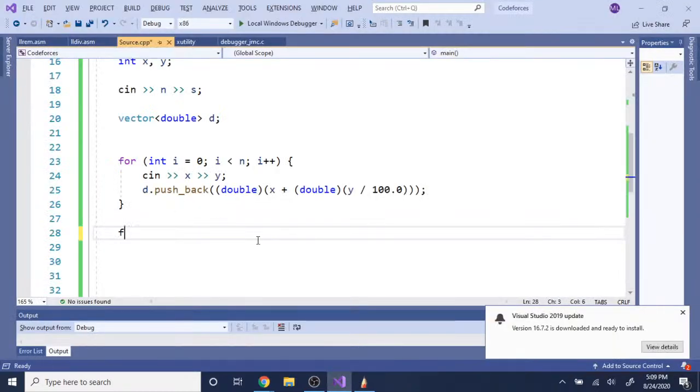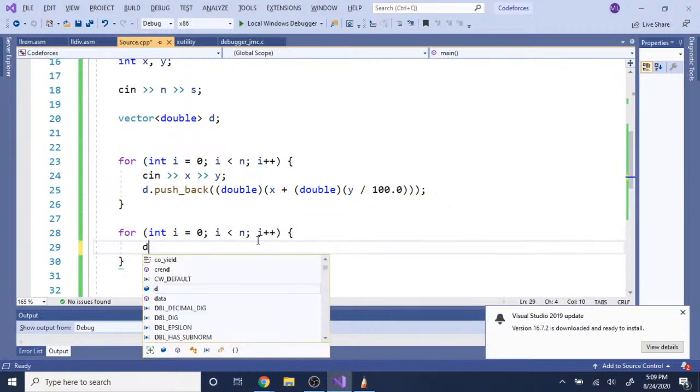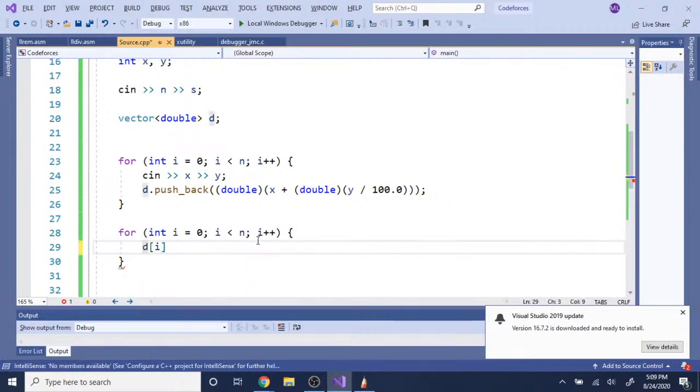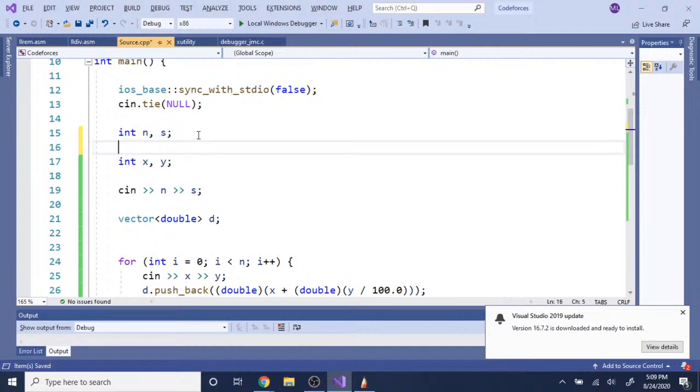Now we're gonna go through D. We take s divided by d of I. S is an integer, so we might make both of these doubles actually. Let's make s a double.